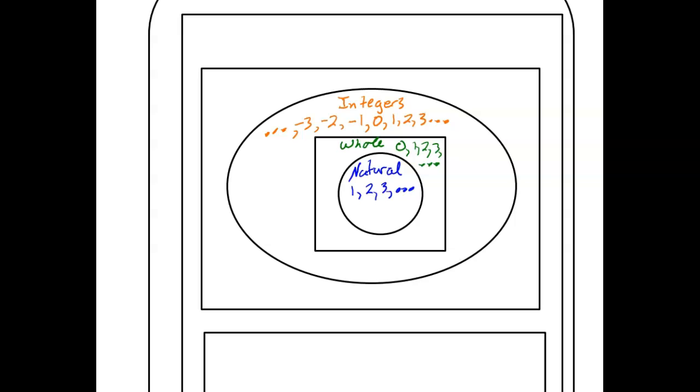So the next level is going to be rational numbers. And rational numbers is essentially anything that can be written as a straight fraction. So if I'm looking at 2, for example, I can write that as 2 over 1. So all rationals contain all the integers and so on.